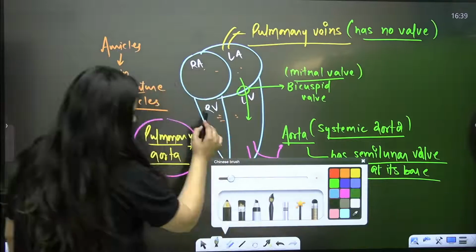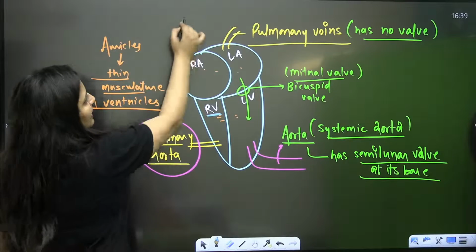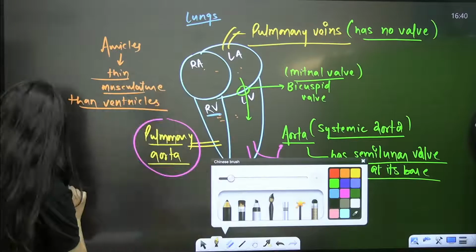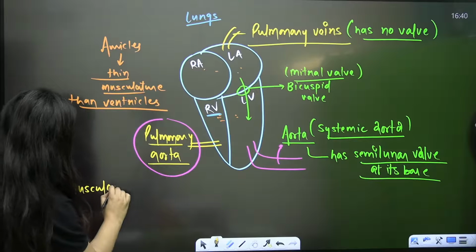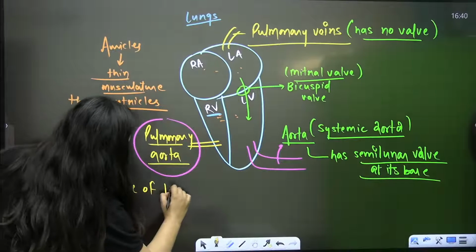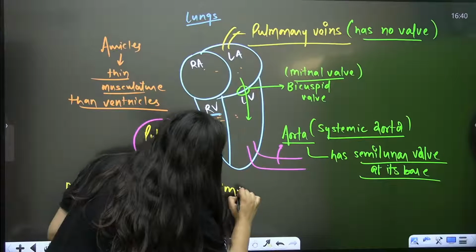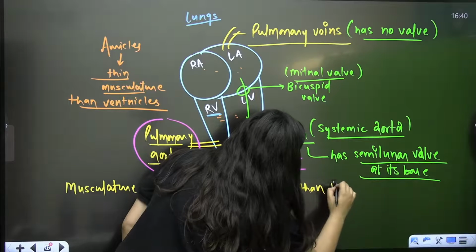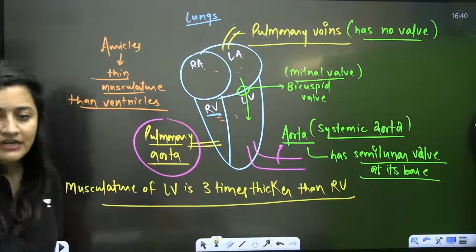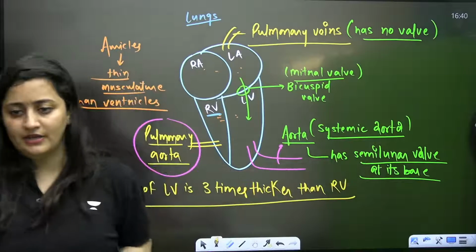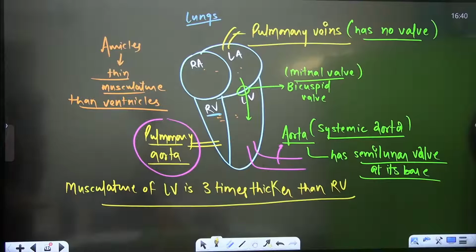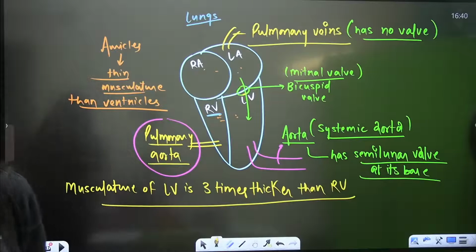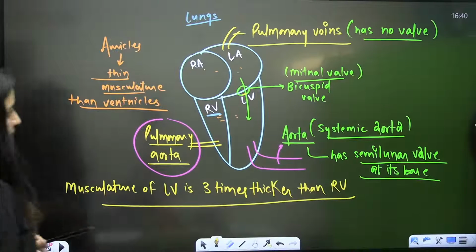Now when you look at the ventricles, your right ventricle will pump the blood to the lungs, which are also adjacent to it. When you compare the musculature of the left and right ventricle, the musculature of the left ventricle is 3 times thicker than the right ventricle. Why? Because the left ventricle needs to pump the blood to the different parts of the body, and even the volume of the left ventricle is more than that of the right ventricle.